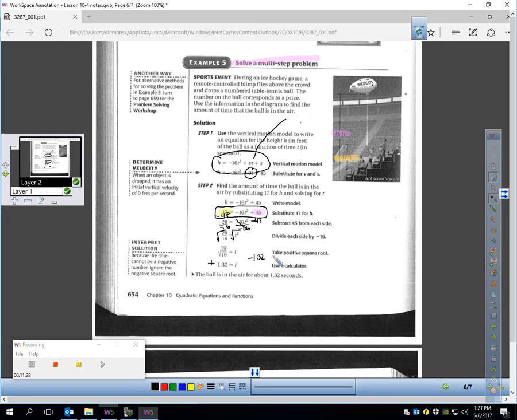But let's think for a minute. Can I have a negative answer? And no, that's why they're using the positive. The ball must have been in the air about 1.32 seconds.